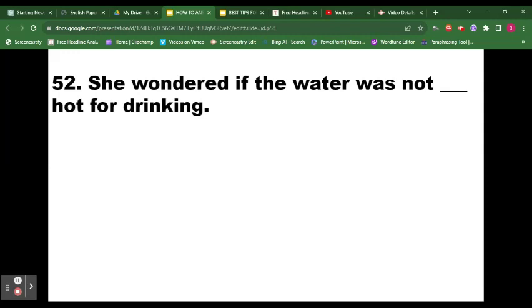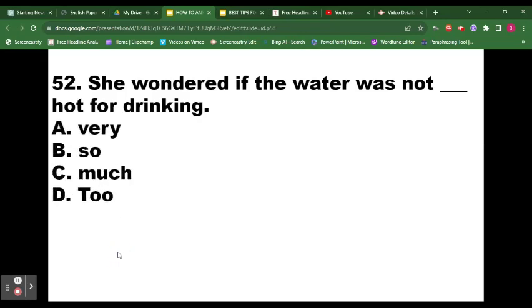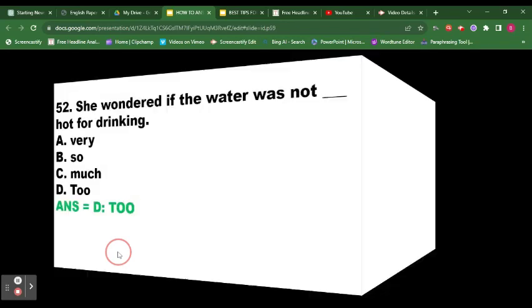So this brings us to 52. She wondered if the water was not dash hot for drinking. A, very. B, so. C, much. D, too. The answer is D, too. She wondered if the water was not too hot for drinking.